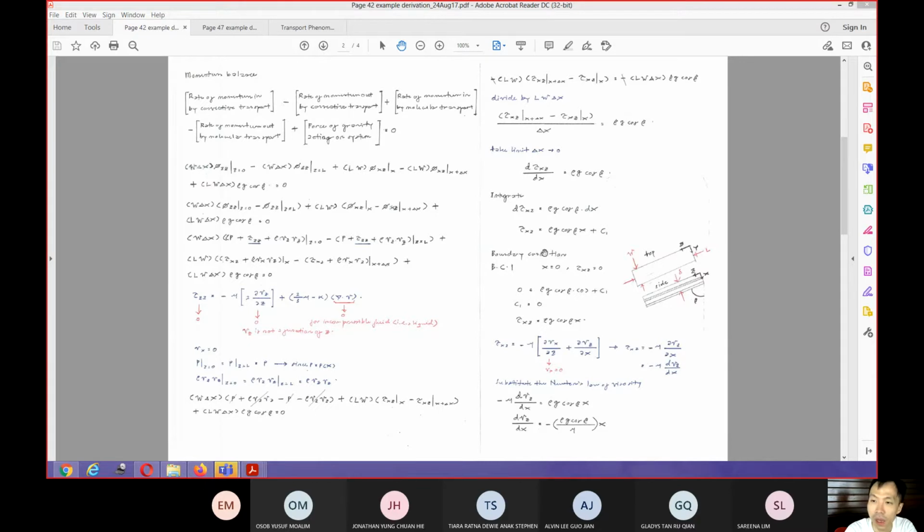So we integrated this one already, and then we plug in the boundary conditions, right? The boundary conditions we derive from Newton's law of viscosity connected with the postulation, right?